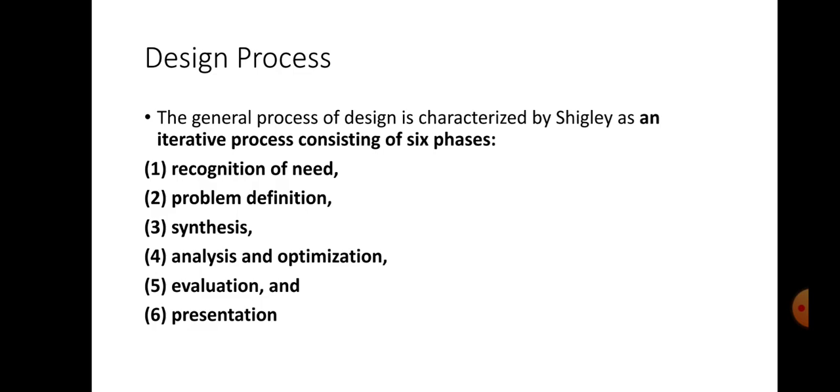At stage 4, analysis and optimization. We will analyze the above 3 stages, and optimization means we will find out which process will be easy and optimum for this design. Finally we have to evaluate the design, it may be right or wrong. After completion of the above 5 stages, we go for the presentation. In this presentation we will explain the above 5 stages.